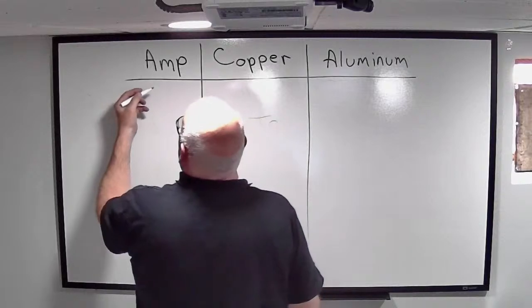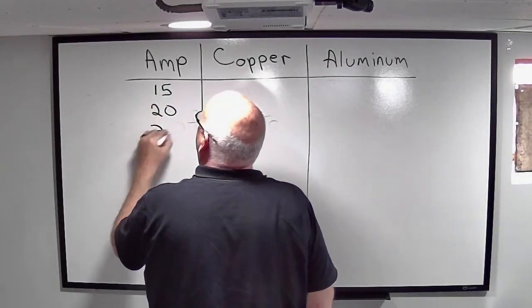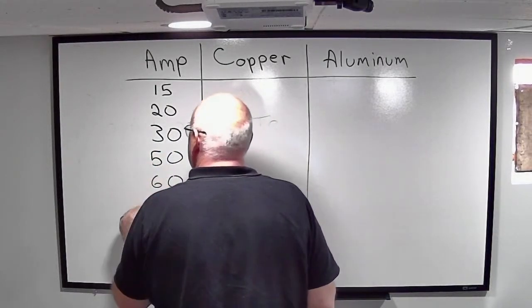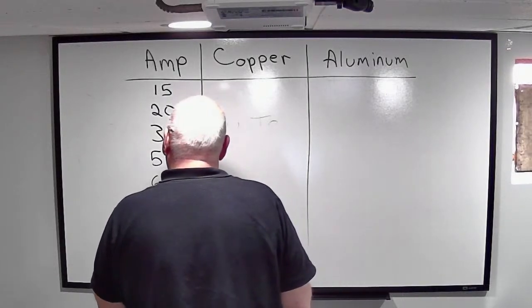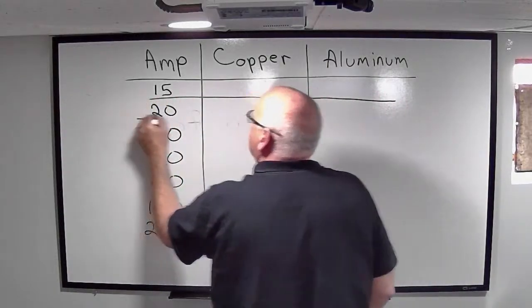So for amperage, we're going to start with 15, 20, 30. We'll jump up to 50, 60, 100, 200. And then we draw some lines through all this.